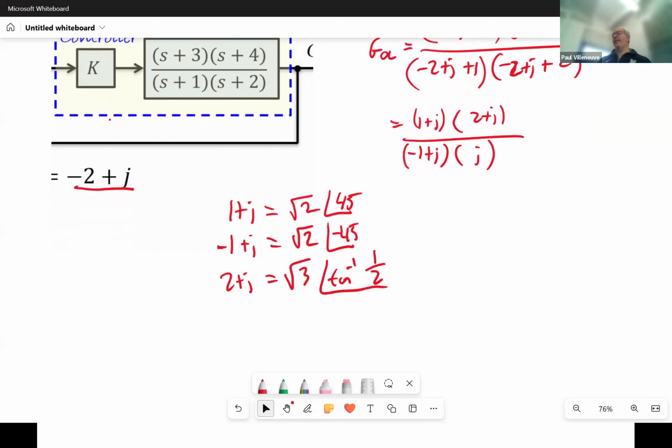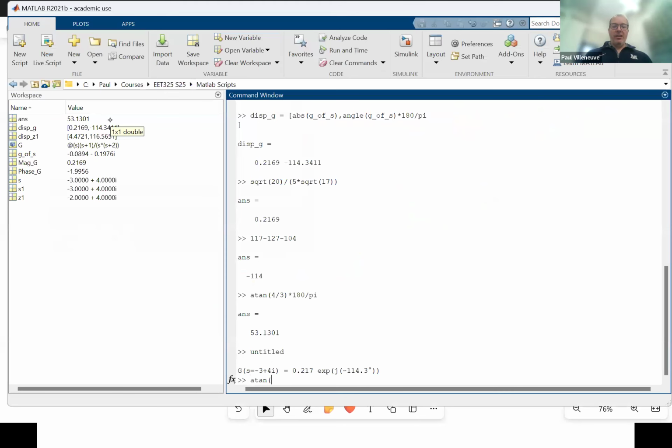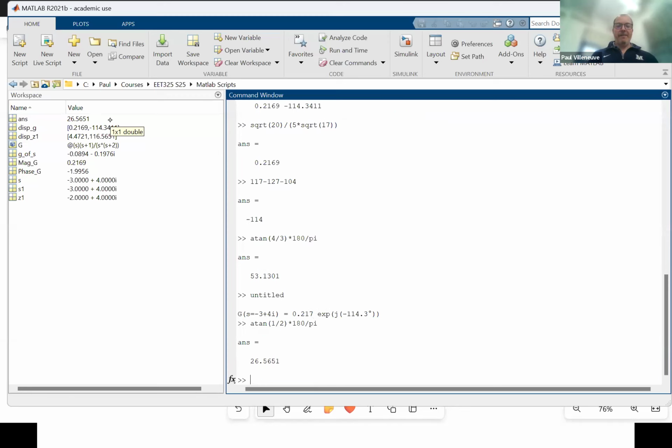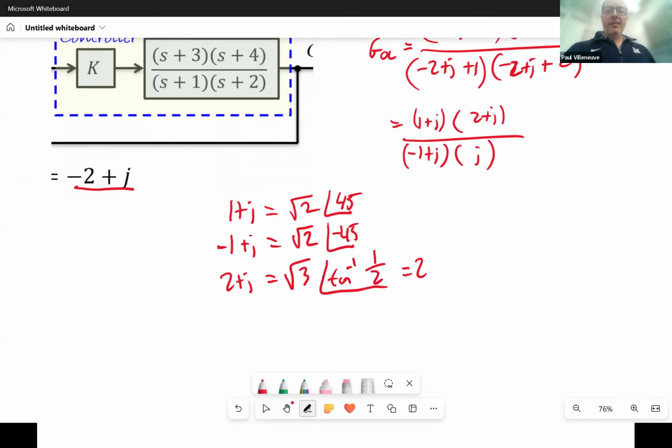What's the inverse tangent of 1/2? Anybody know what that is? I don't. So let's do that up really quickly. So inverse tangent of 1/2 times 180 over pi, 26.6. Square root of 3 at an angle of 26.6. Okay. What about j?